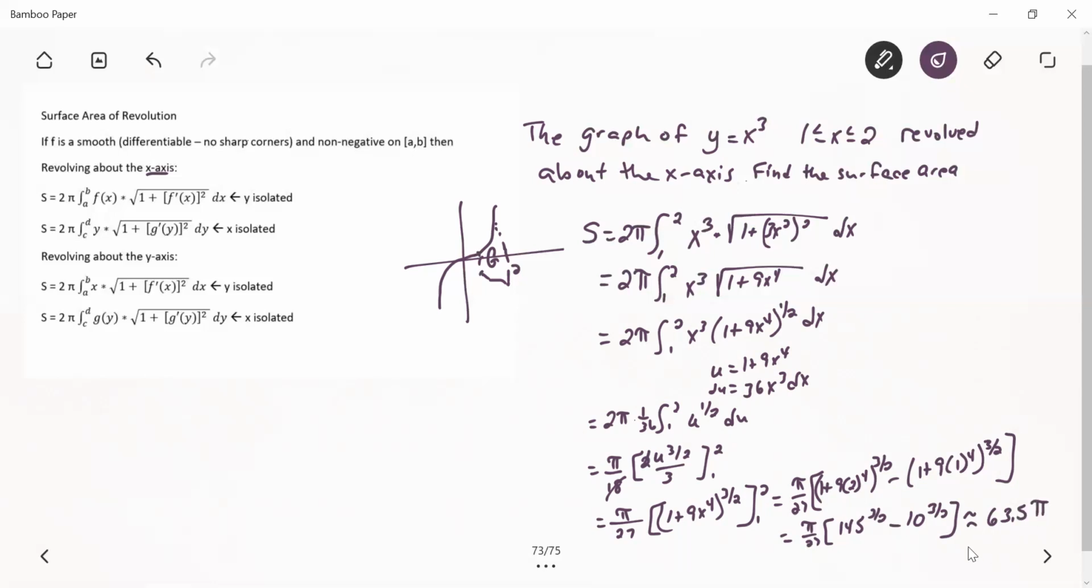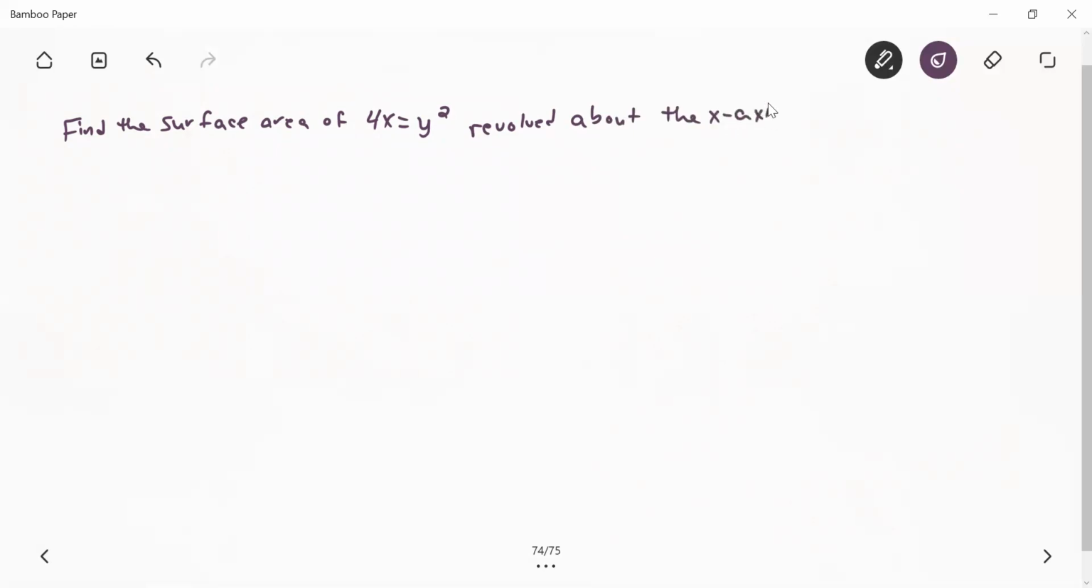Okay. All right, let's try another one. So let's do the surface area. So find the surface area of 4x equals y squared revolved about the x-axis. Okay, so with this one, we neither have x nor y.